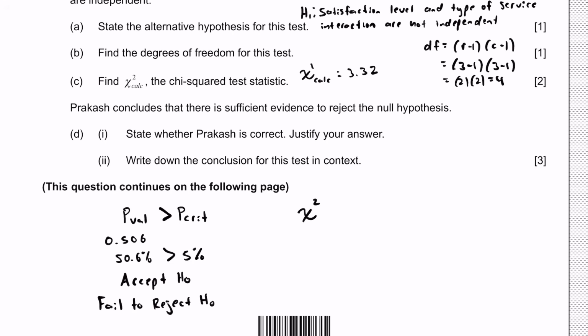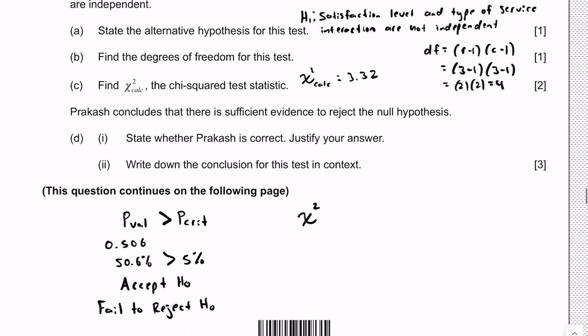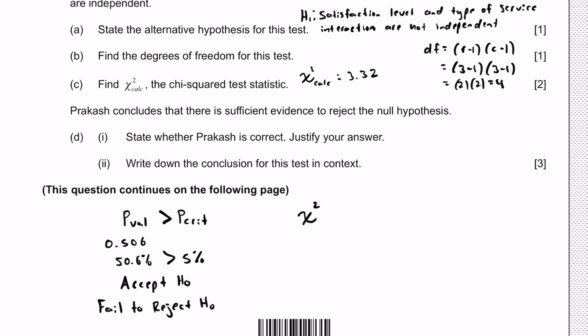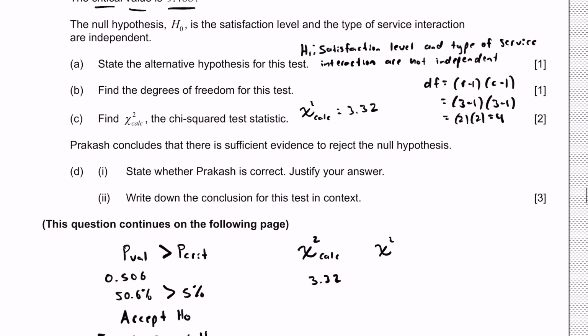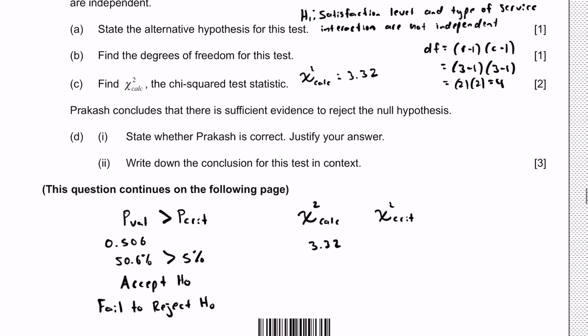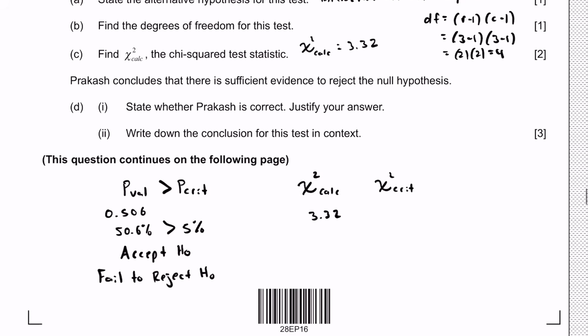The chi-squared value and our chi-squared critical value right here. So let's compare this, our chi-squared calculated, and then the chi-squared kind of critical value. So the one that we calculated, our chi-squared value right up here is 3.32. So here it is, 3.32. And our critical value, the chi-squared crit, let's actually call it chi-squared crit, I think that's nice, is 9.488.